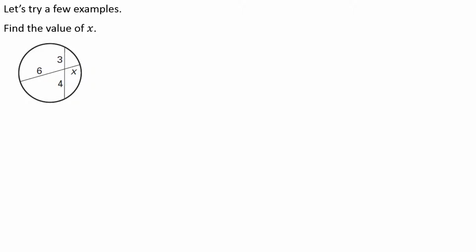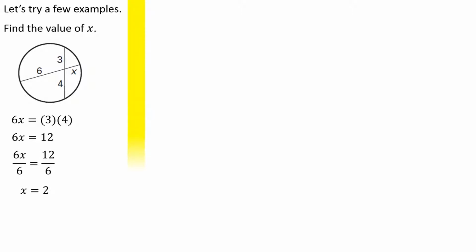Okay, so now let's do some examples where I actually show every step-by-step detail en route to the solution. The chords intersect. So I know 6 times x has to equal 3 times 4. 3 times 4, of course, is 12. I'm going to divide both sides by 6. X is 2.